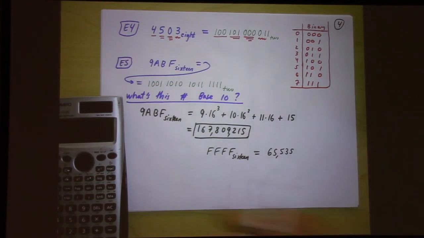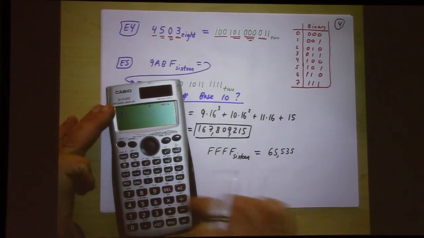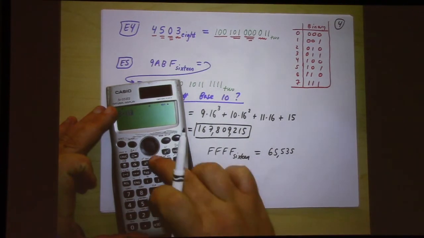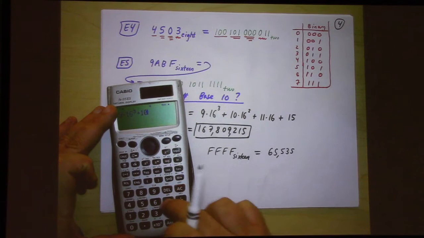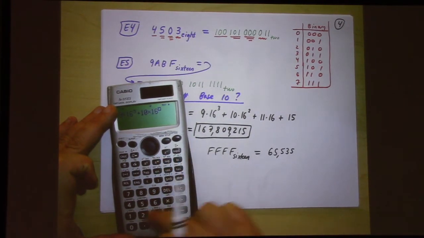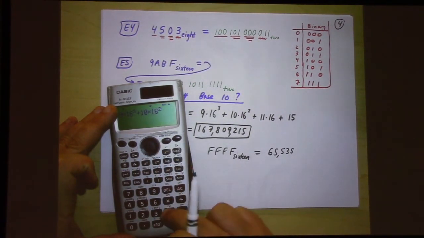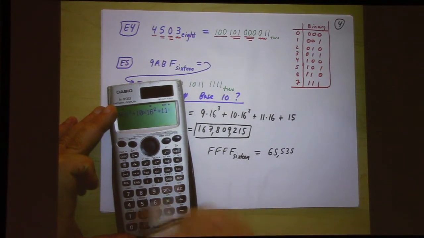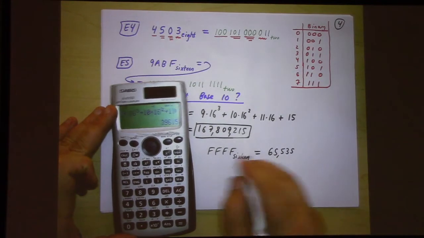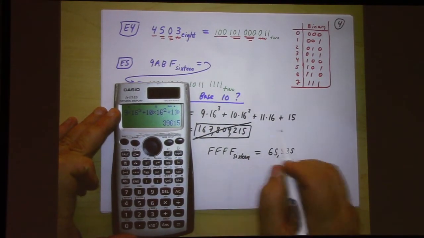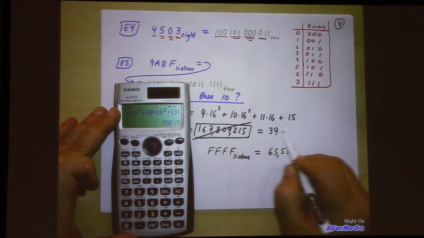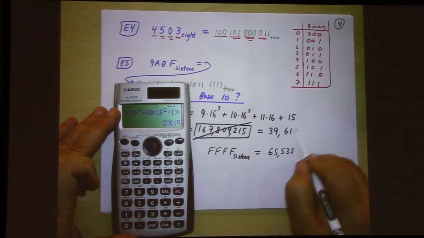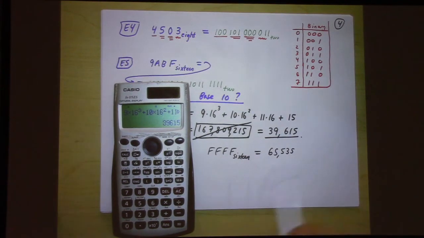Let's try that again. 9 times 16 to the third plus 10 times 16 squared plus 11 times 16 plus 15 equals, oh, hey, goodness, I thought that number was huge. I guess I should have listened to my spider sense. Let's see here, 39,615. Although I'm not Spider-Man.